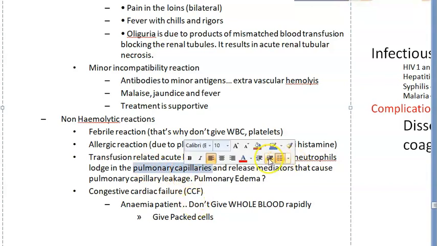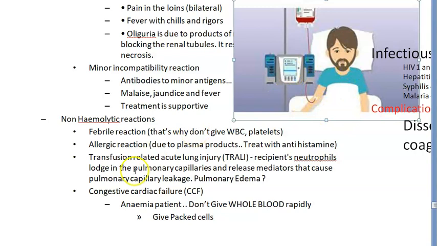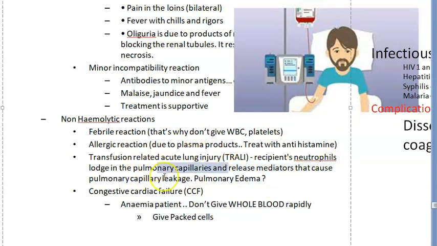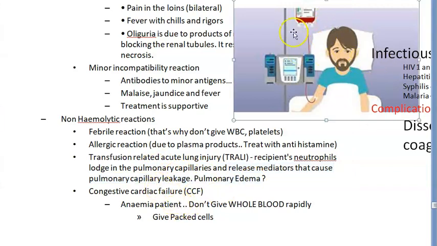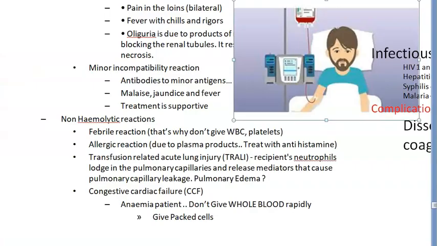Okay, the recipient's neutrophils, that is this own man's neutrophils, the recipient's neutrophils lodge in the pulmonary capillaries and release mediators that cause pulmonary capillary leakage. Okay, so that is what, this man's neutrophils are going in, sitting in his lungs. Okay, all that is because of what? All the blood transfusion we gave him, poor guy. Can we move on now?